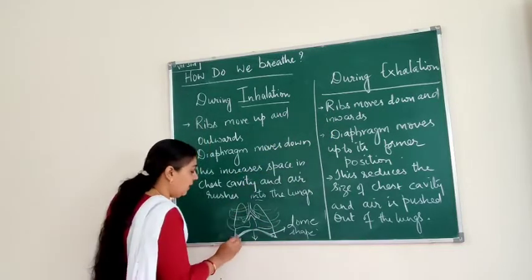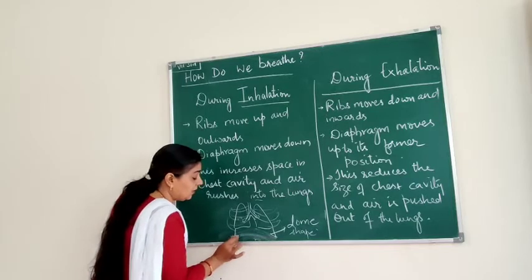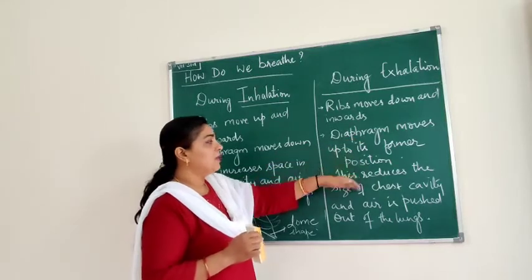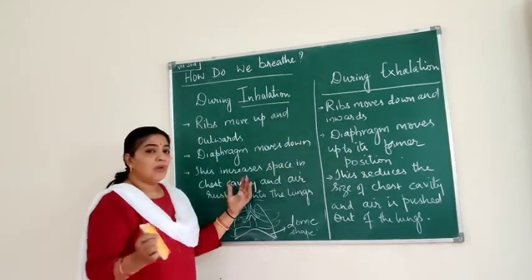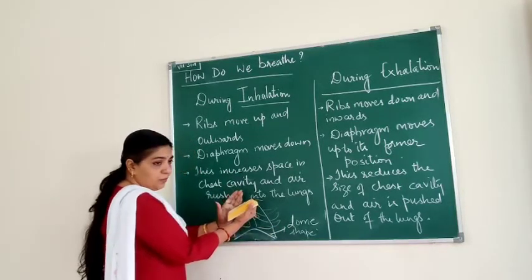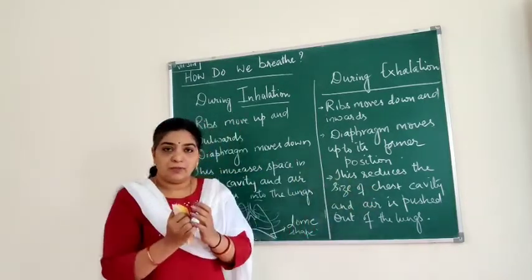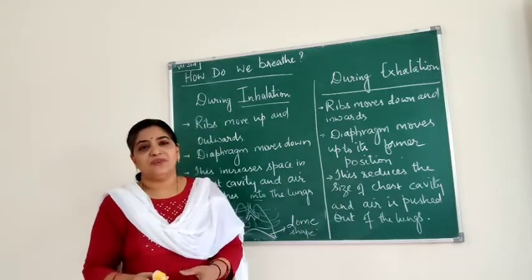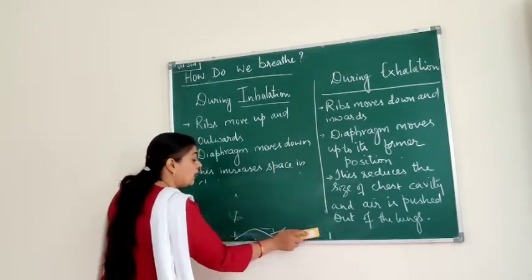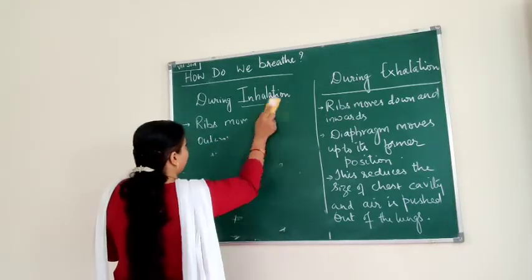And the diaphragm which had gone down during inhalation, during exhalation it will come back to its shape. So the diaphragm moves up to its former position. The ribs come inward and the diaphragm is pushed up. The space in the chest cavity will be reduced, and air is pushed out of the lungs. So this is how breathing takes place. This is how oxygen is taken inside, and carbon dioxide is given out.